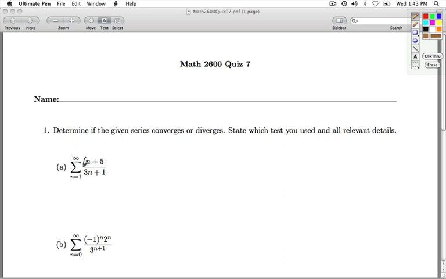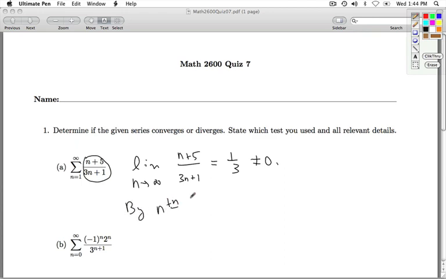So if I look at the nth term here and look at the limit as n goes to infinity of n plus 5 over 3n plus 1, I'm going to get 1/3. And what's important about 1/3 is that it's not 0. So we can say by the nth term test, the series diverges. And that'll take care of letter A.